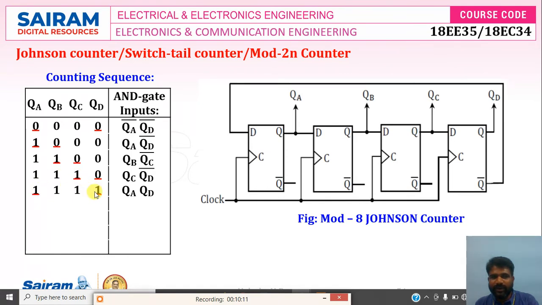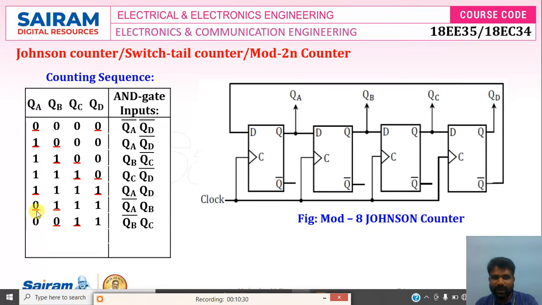Now again, first one and last one, QA, QD. And this is 1, no, its complement is 0, that is copied to QA and the values get shifted. And these two bits are used, QA bar, QB. And again here it is 0, so its complement is 1, that will be copied here and the values are shifted. Again it is 1, its complement is 0, comes here, the values are shifted. Again it is 1, its complement is 0. So it repeats.